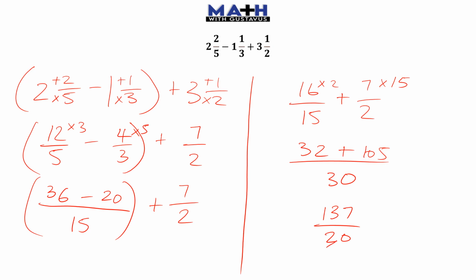Now 30 into 137, that goes 4 times. And that will leave us with a remainder of 17. And then we put back our common denominator, which is 30. So the final answer to this question can be expressed as 137 over 30, or 4 and 17 over 30. It's up to you to decide where you want to leave your final answer.